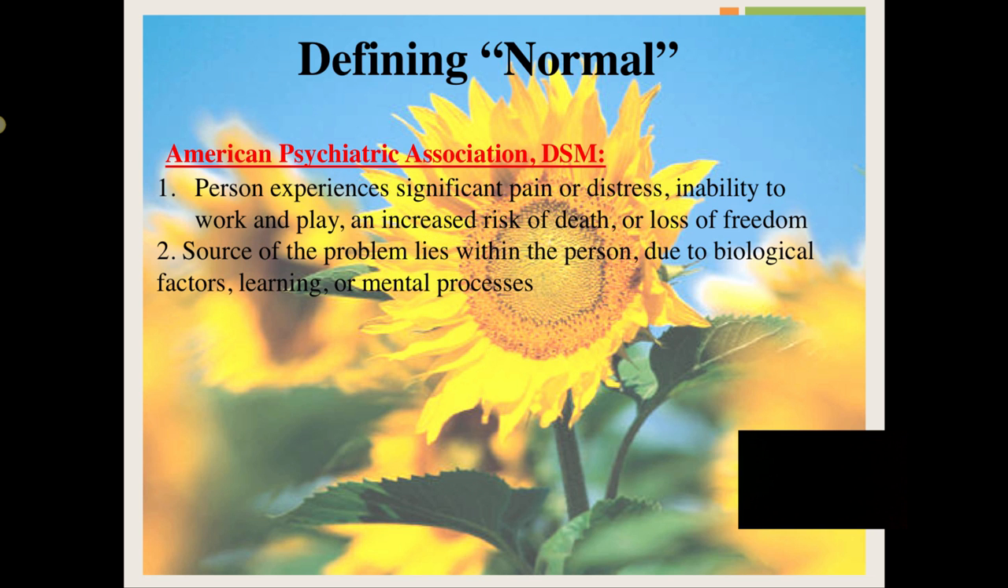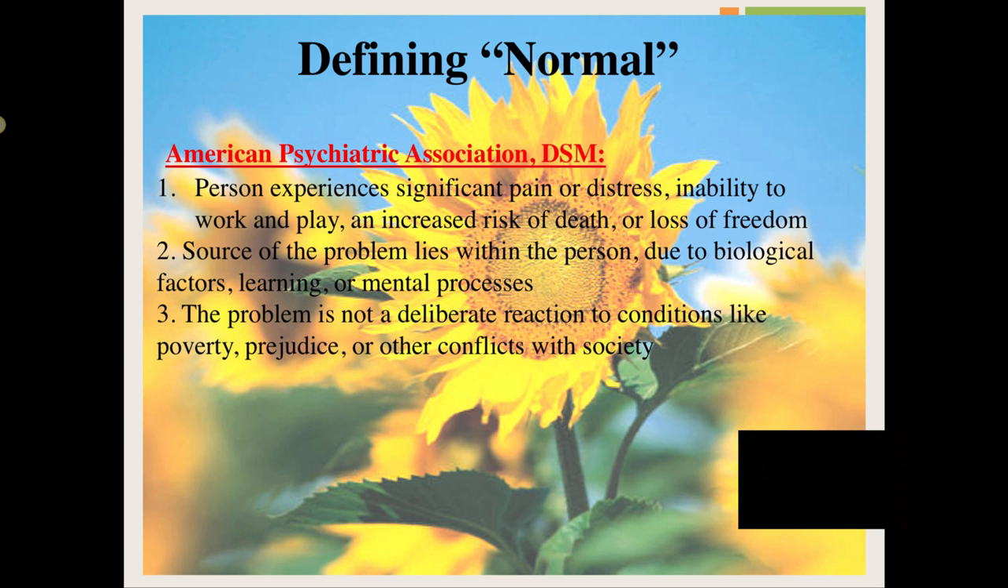Next, what might be considered abnormal is if the source of the problem lies within the person due to biological factors, like a trauma to the brain or some sort of insult to the brain, which is what clinicians say when they say insult to the brain. It could be a trauma, or some sort of biological problem like a tumor, or other things like too much or too little of a neurotransmitter, learning, other mental processes. And last is that the behavior, the thoughts, the actions of the person and the mental processes are not a deliberate reaction to things like poverty, prejudice, or other conflicts with society.